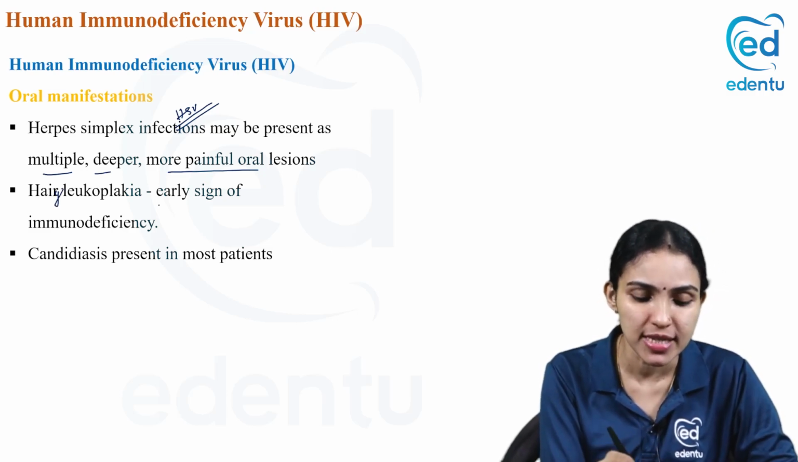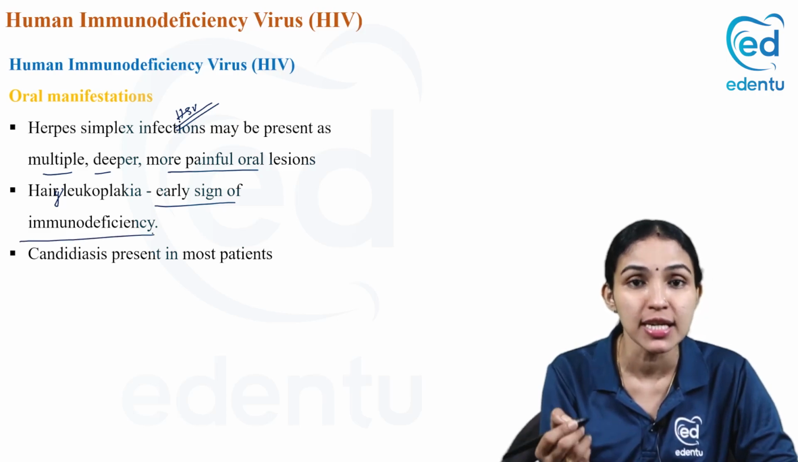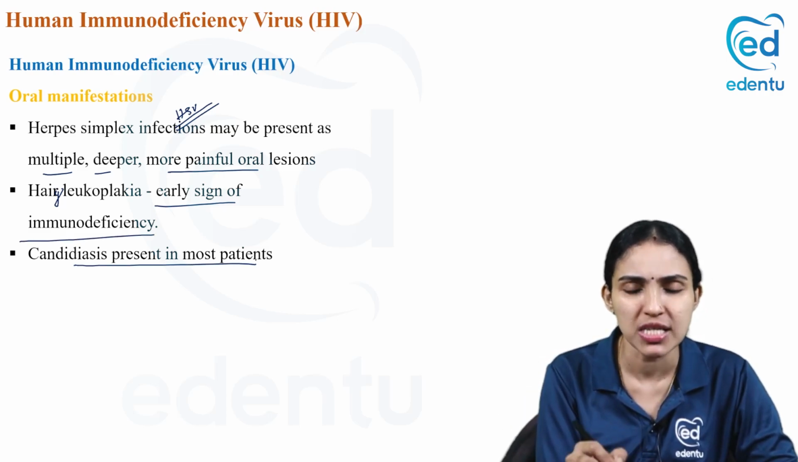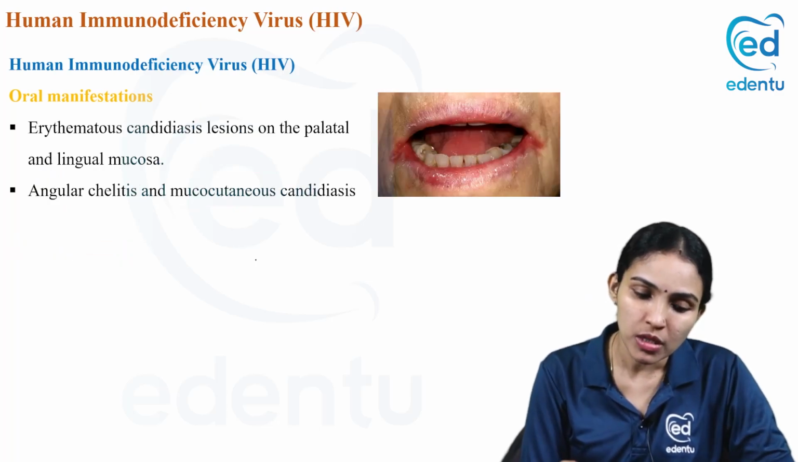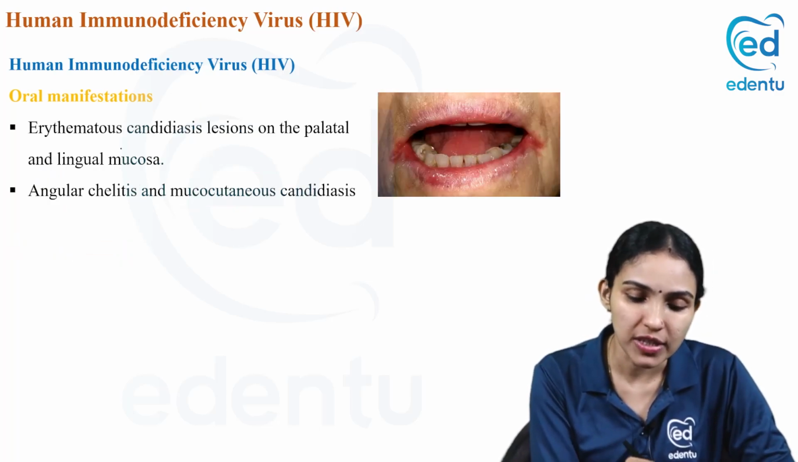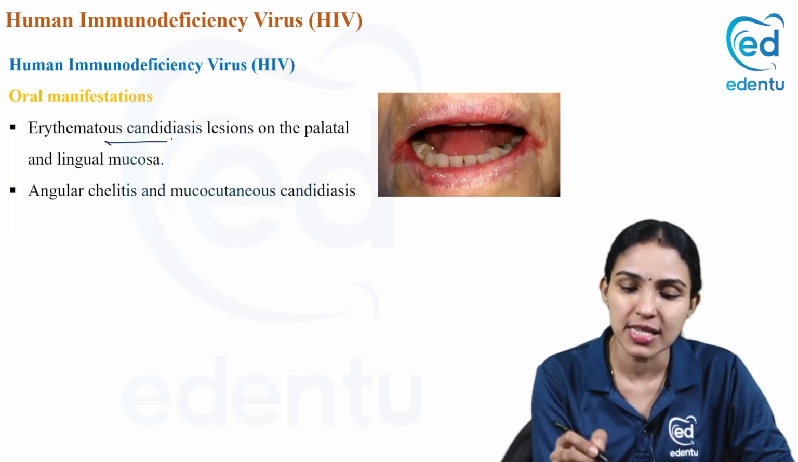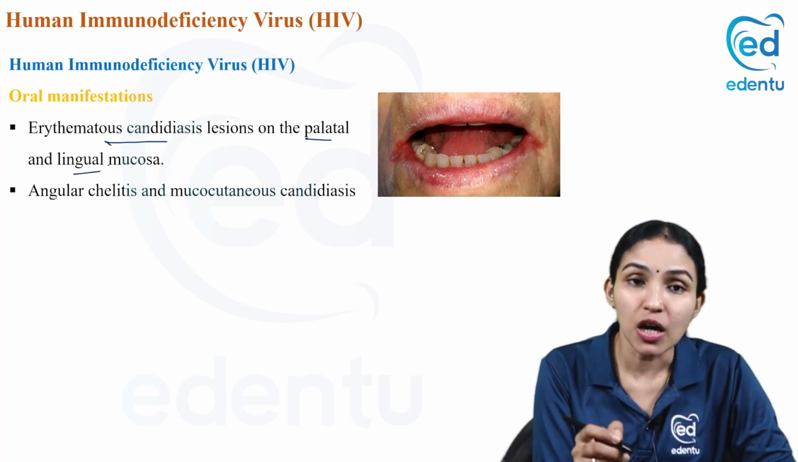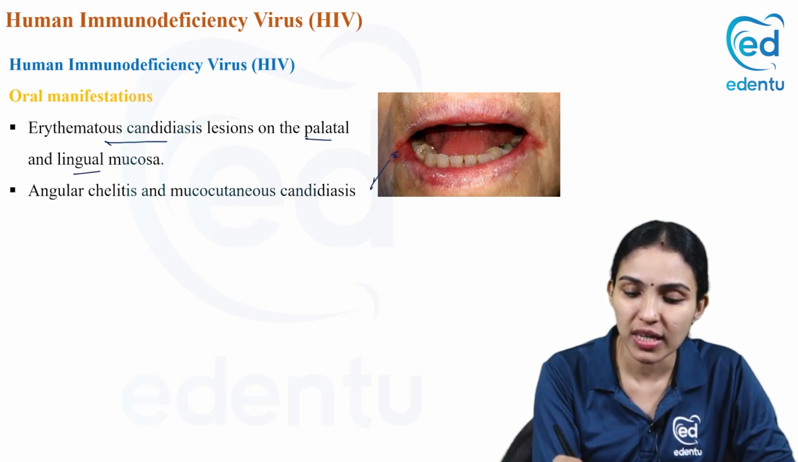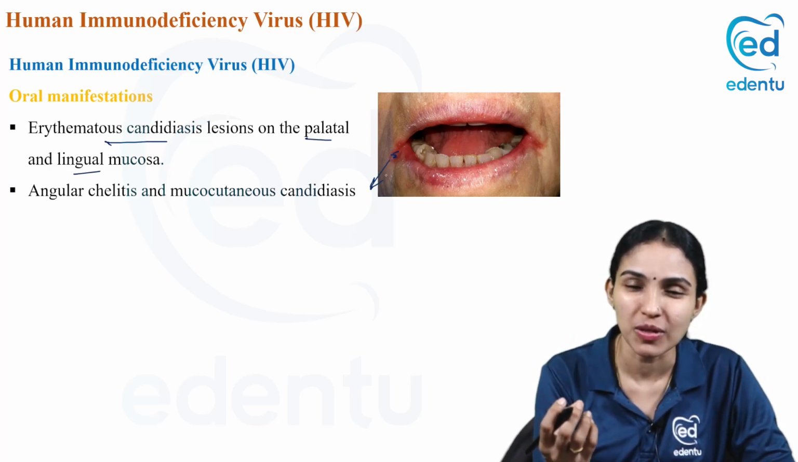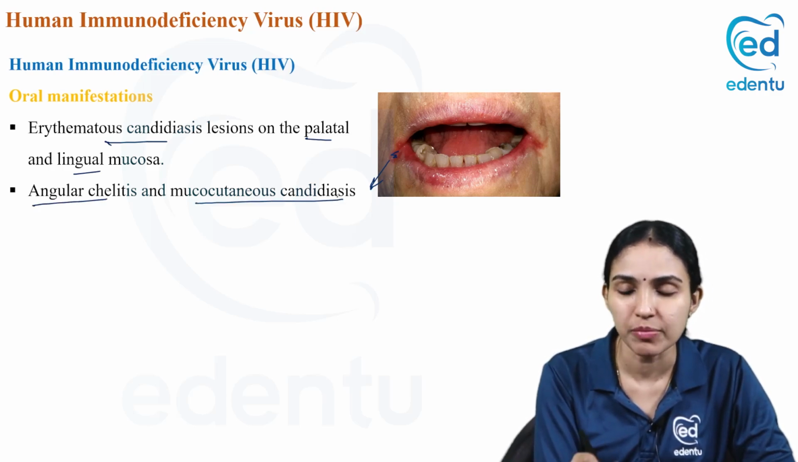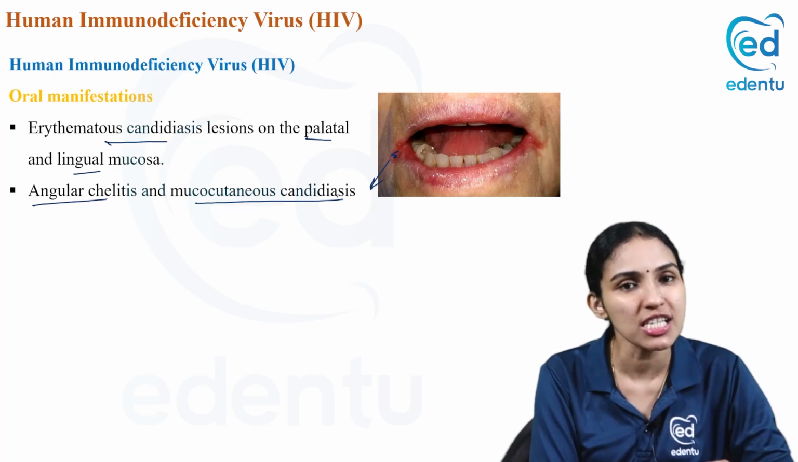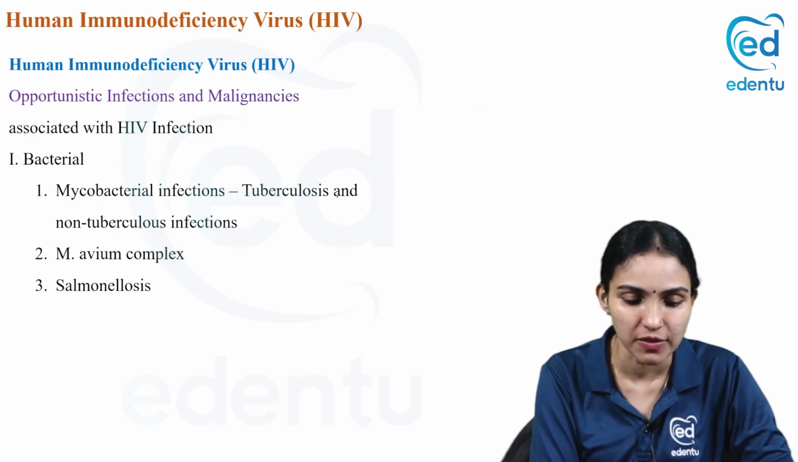Hairy leukoplakia is an early sign of immunodeficiency, and oral candidiasis is present in most of the patients. That is called oral thrush. So candidiasis in HIV can be erythematous candidiasis lesions on the palate and tongue, or it can be angular cheilitis, with fissures, ulceration and erythema in the corners of the mouth, or it can be mucocutaneous candidiasis.